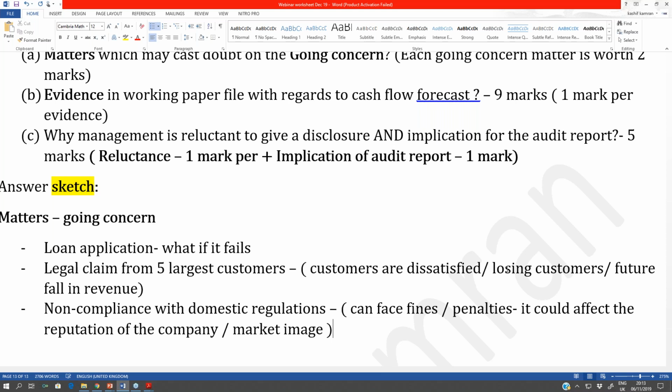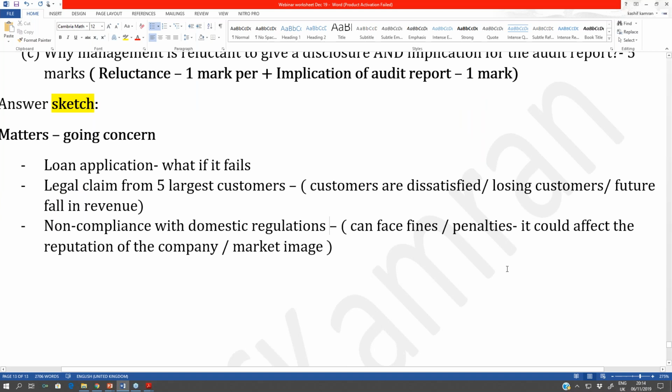So we have a first point, the loan application and what if it fails. We have a legal claim coming from the five largest customers, which is another matter of concern. Then non-compliance with domestic regulations. No, this is a going concern question, right? We're not determining the materiality in the going concern question. So 3 points, and we need 5 points to get to a 10 marks answer, 2 marks per valid point. Just one more and you will do the rest yourself.